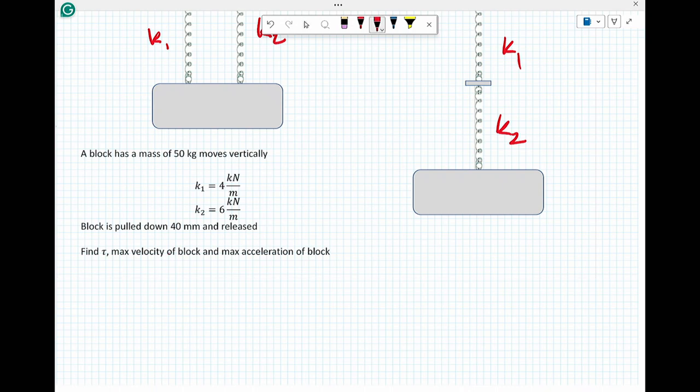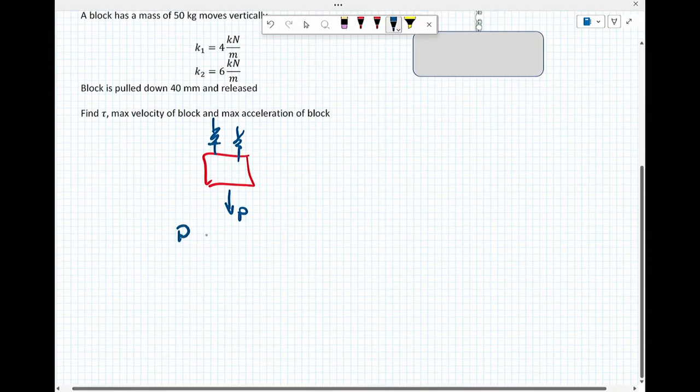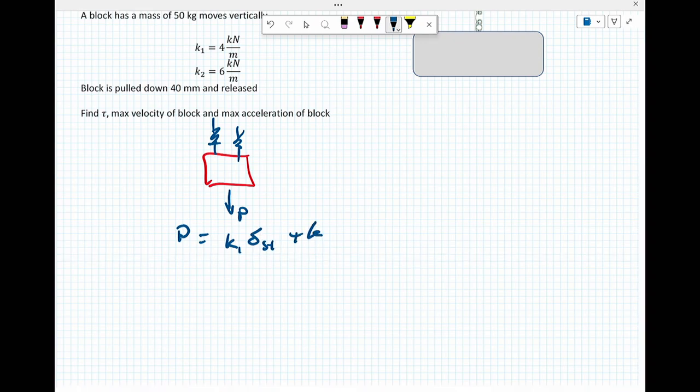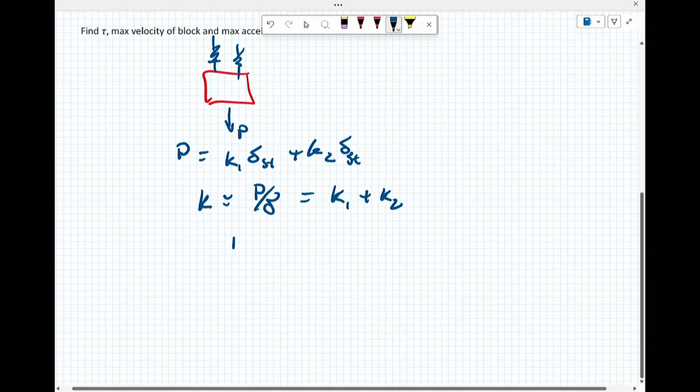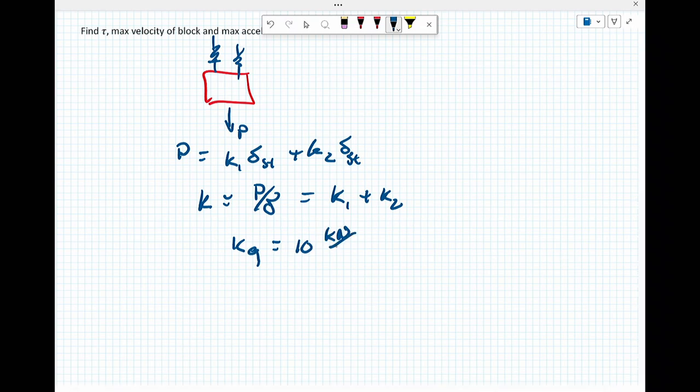So for the parallel case, you have a force down. You can say P equals K1 delta ST plus K2 delta ST. K is equal to P divided by delta, which is equal to K1 plus K2. And the K equilibrium in this case is 10 kilonewtons per meter.